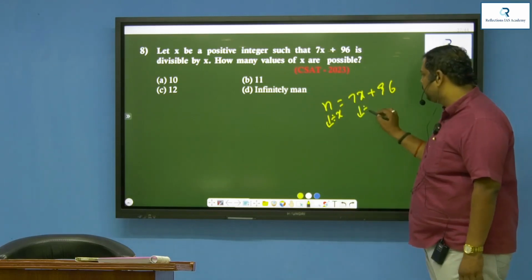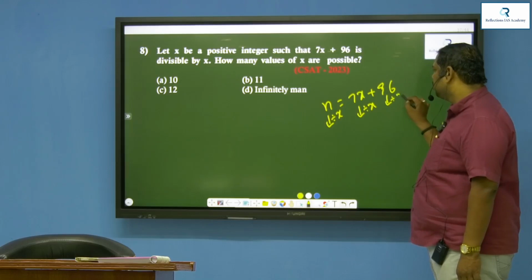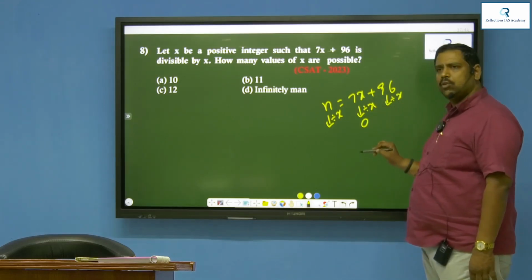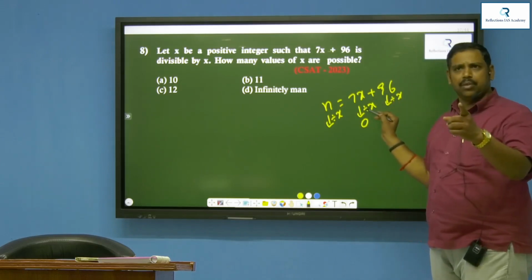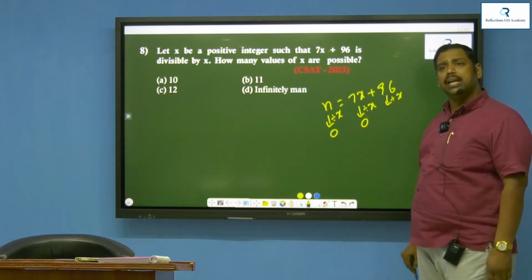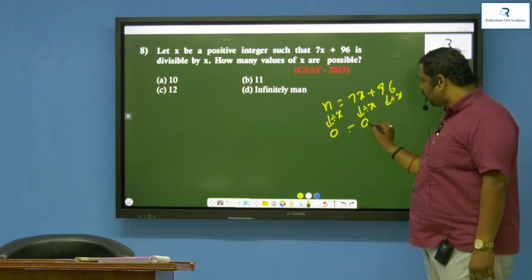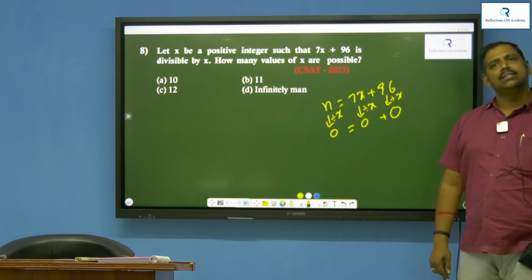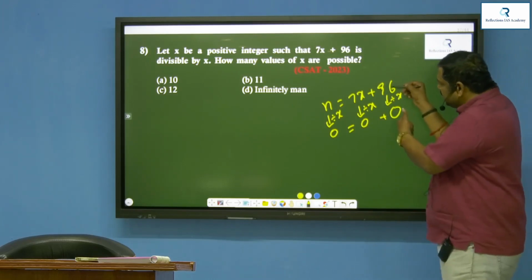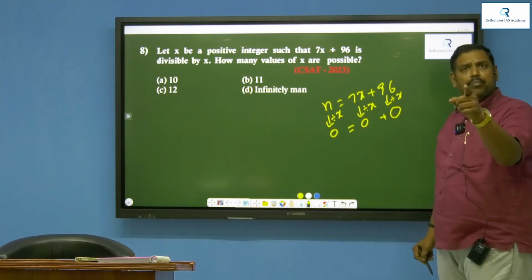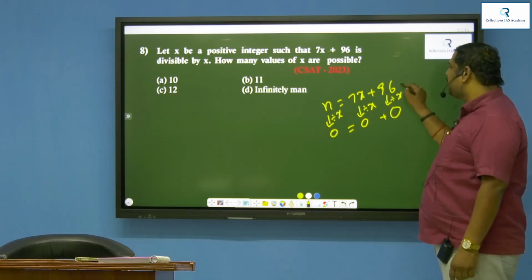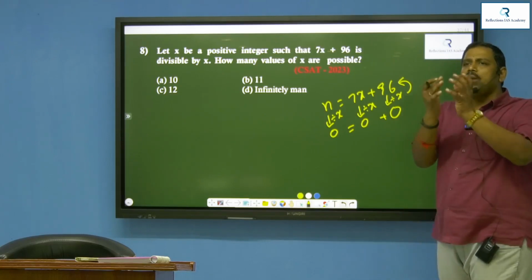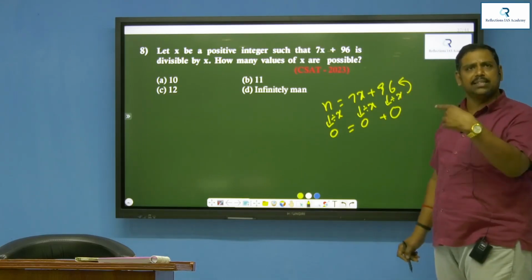I will divide here. 7x by x is divisible. What will you get as the remainder? 0. Overall it is divisible, so the remainder should be 0. This is already 0, so that should be 0. That means 96 divided by x gives a remainder of 0. Now tell me, can I say x is a factor of 96? Yes or no? So how many factors of 96 are possible? He is asking.